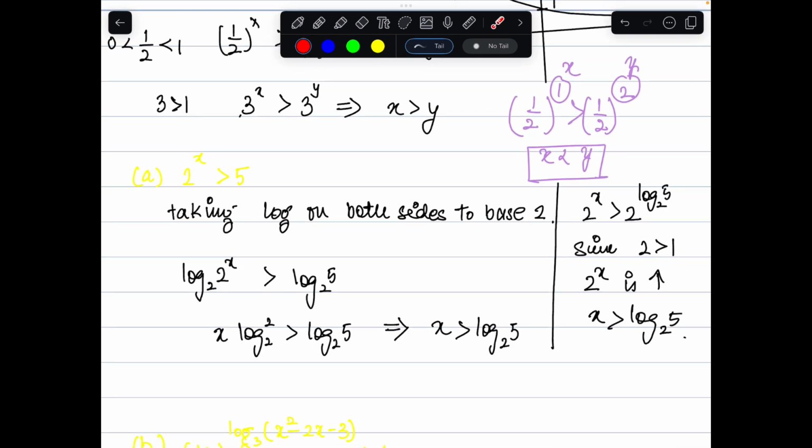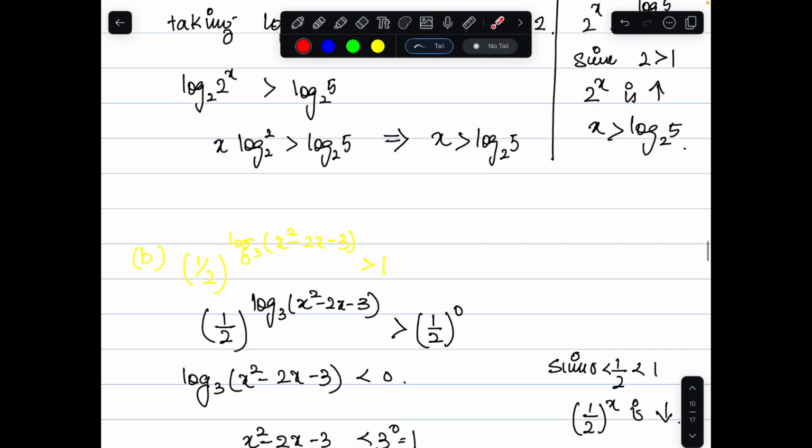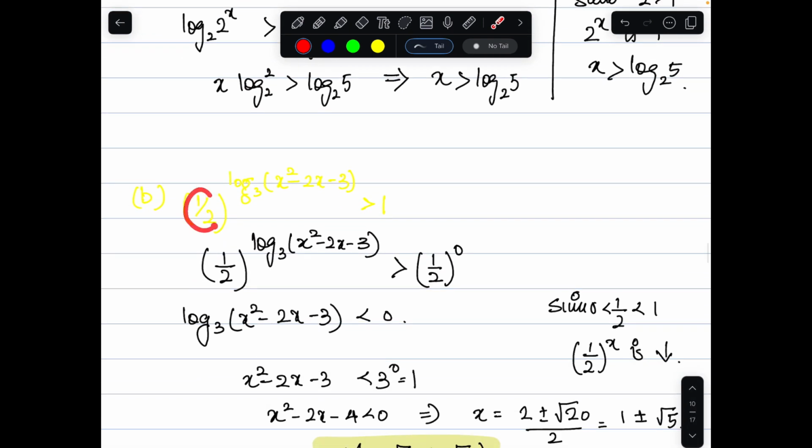Now let us try to solve few problems based on this. So you have 2 power x greater than 5. Now I am going to take log on both the sides. First of all, 2 is greater than 1. It's an increasing function. So when I take log on both the sides, x will come to the bottom. So log 2 base 2 is anyway 1. And this is the inequality that you will get. Pretty simple.